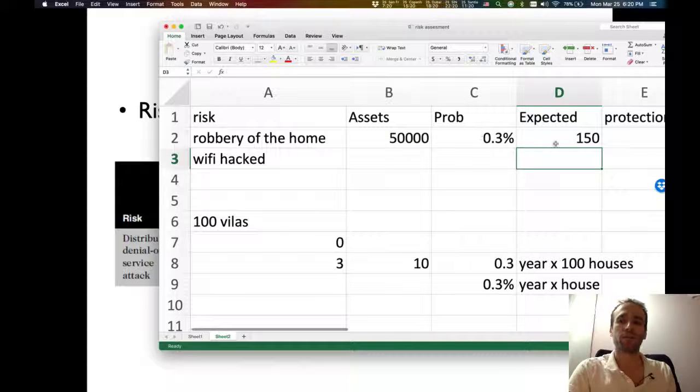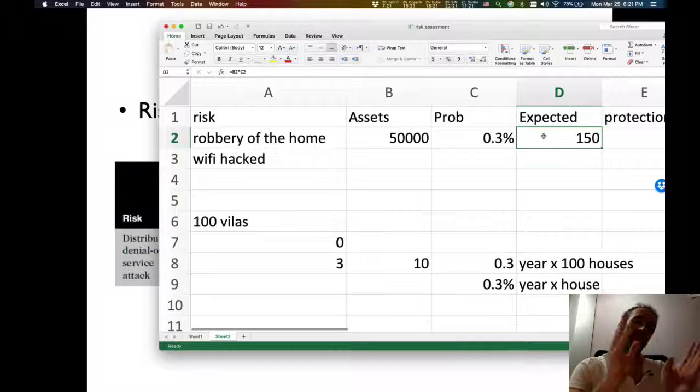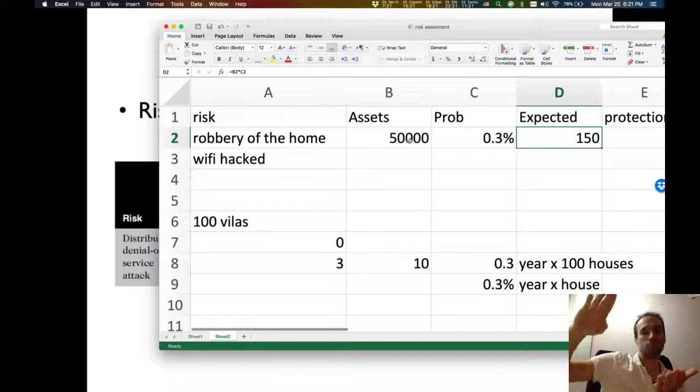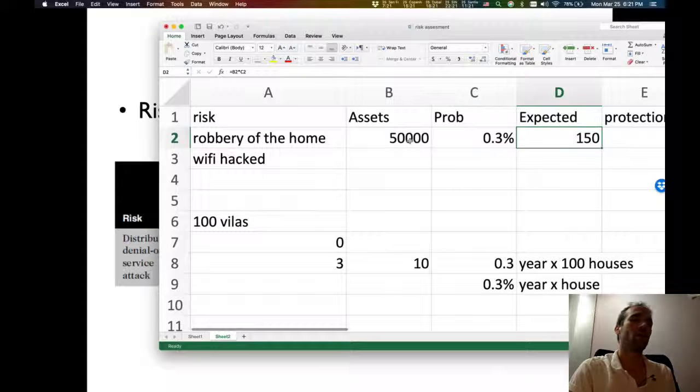So in this case, it's 150 per year. This means that if every year I put aside 150, after many years, every year I will pay 150, and maybe 1 year I will have this event which costs 50,000, but in the long run I will always be at zero, right? So that's what the insurance company uses to calculate how much to charge customers, plus their fee.